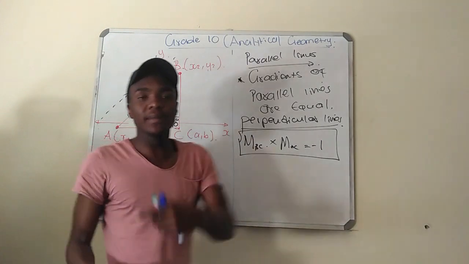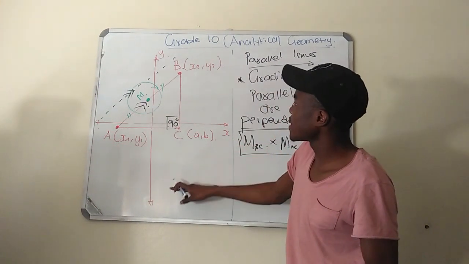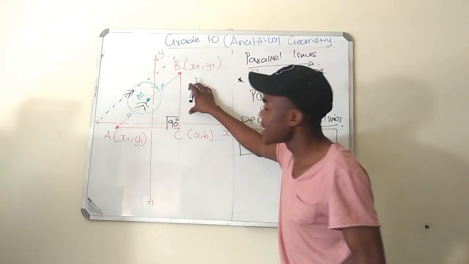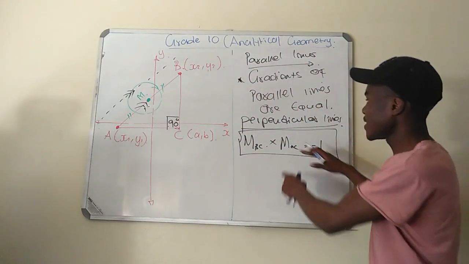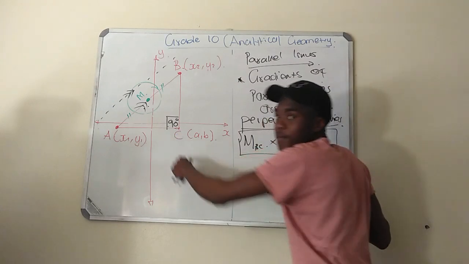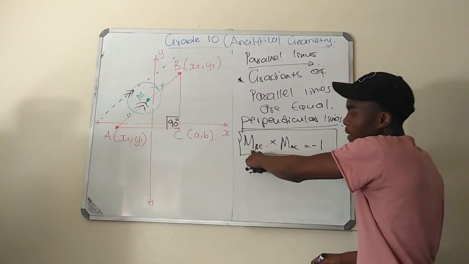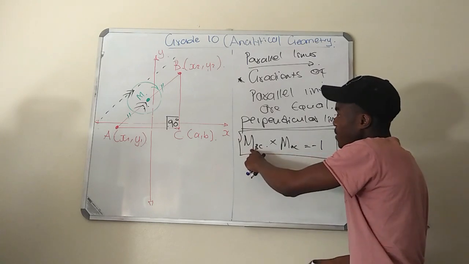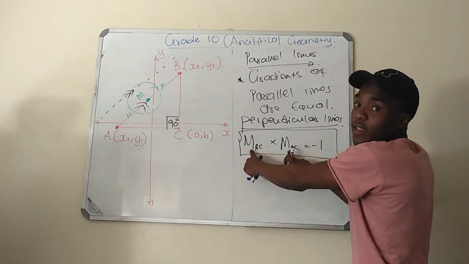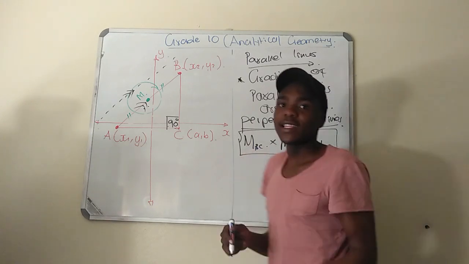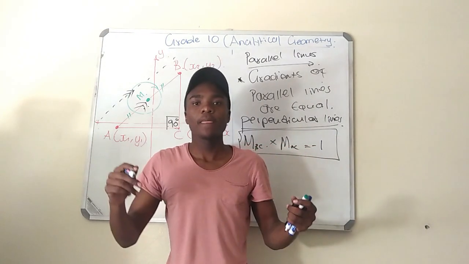So it means if you have the gradient of one of the lines, if you have the gradient of BC, then you can use this equation to find the gradient of AC. You take the gradient of BC, substitute it here, and then you solve for the gradient of AC. In the next video I will do a few examples.